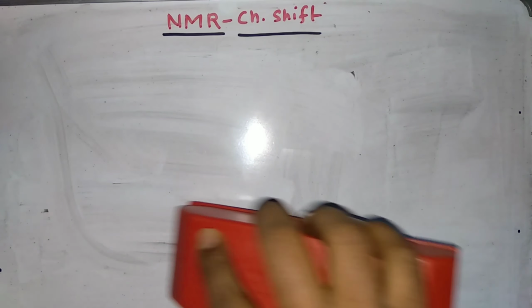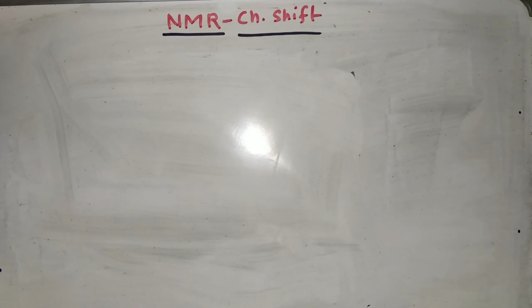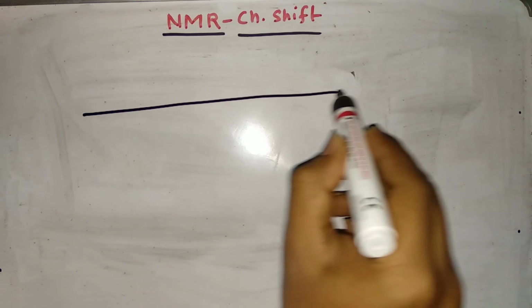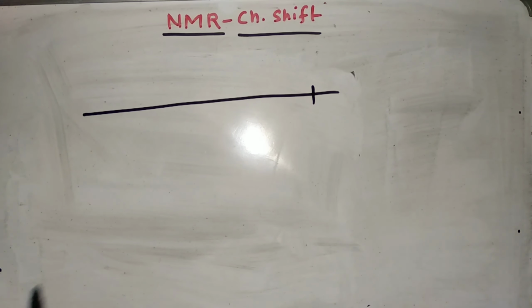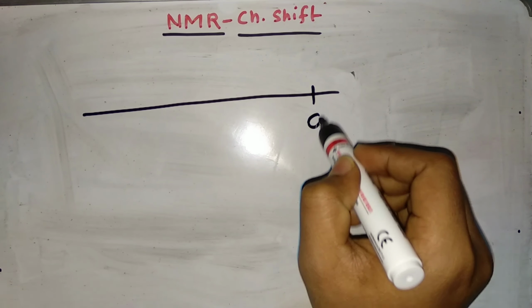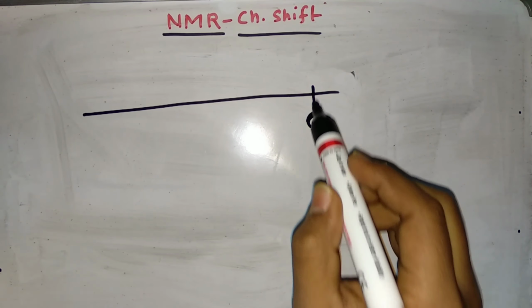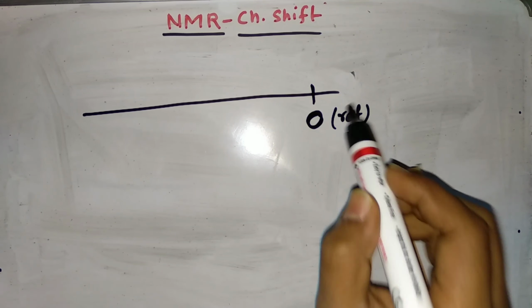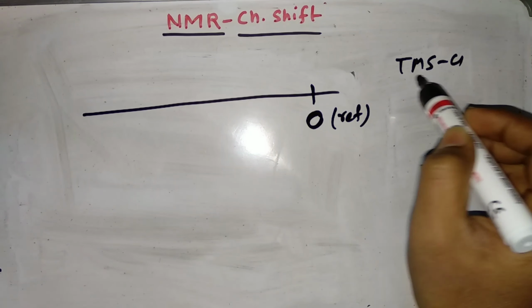Okay, so first let me show you some important point about the chemical shift. So how does a chemical shift look? I have already shown you, but I want to add something over here. Let's say this is 0. Zero means the chemical shift value, or chemical resonance value, of the reference. So the reference proton, here we are using TMSCl, trimethyl chloride.